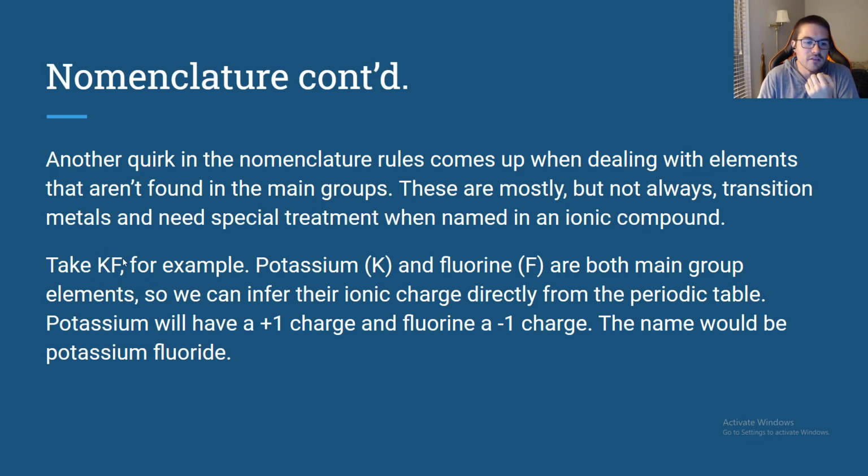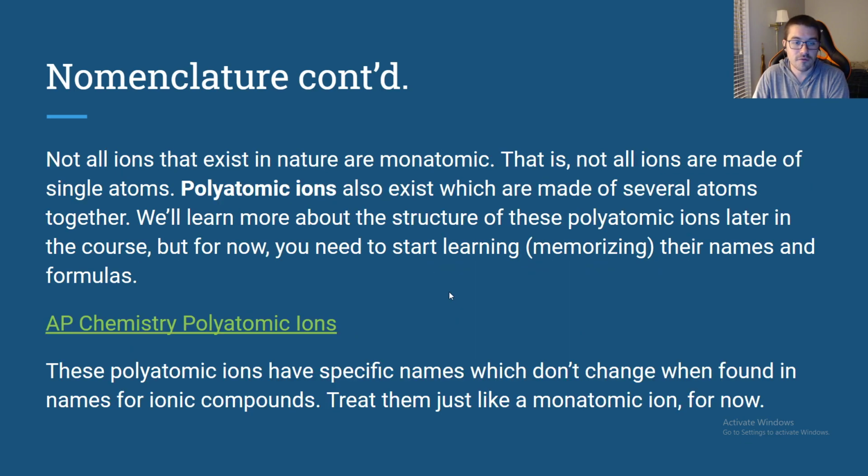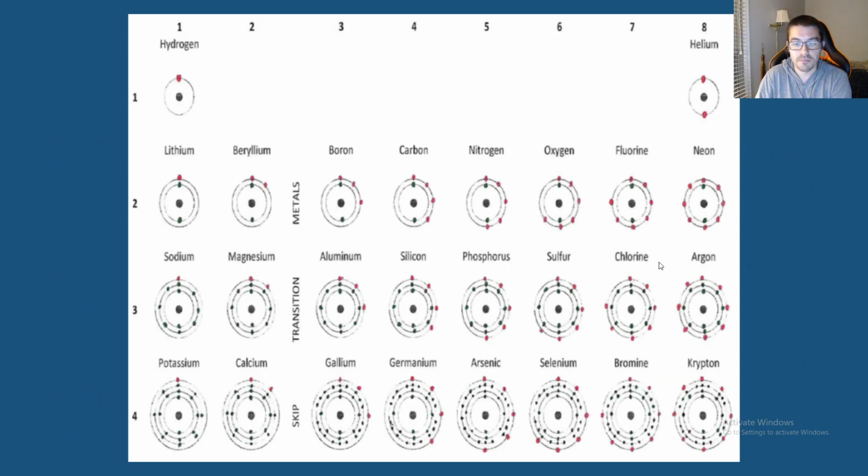So let's look at a nice easy example. This is a formula for an ionic compound, KF. Potassium and fluorine are both main group elements, so we can tell what charge they're going to have, right? If I go back here to my periodic table of models, here's potassium. It's going to lose that 1 electron, so it's going to have a positive 1 charge. Here's fluorine. It's going to gain 1 electron to have a negative 1 charge.